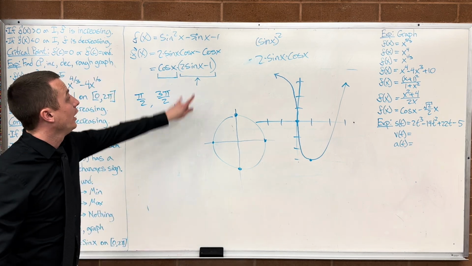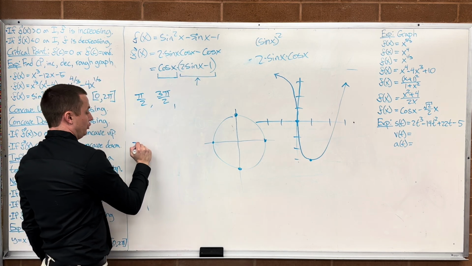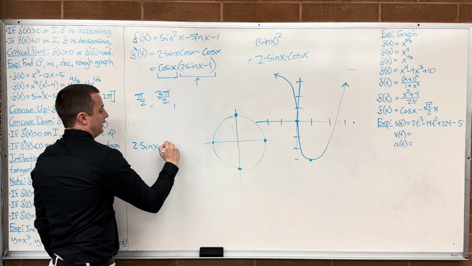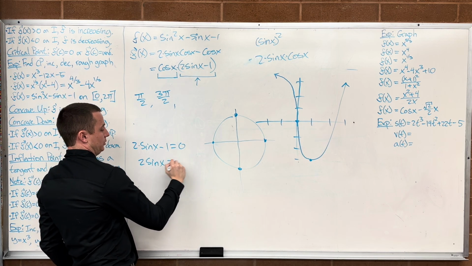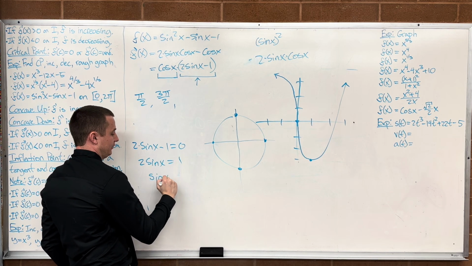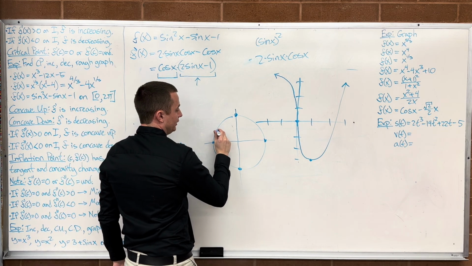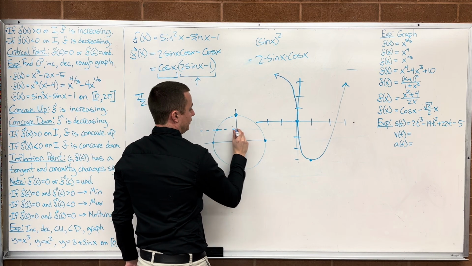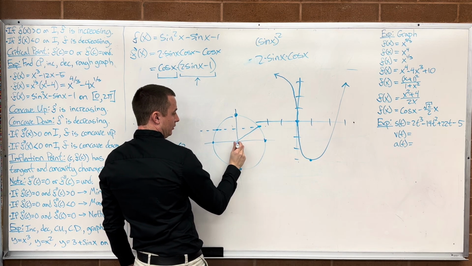Now we also need to know where this thing is equal to 0. So I want to know where 2 times sine of x minus 1 equals 0. Or in other words, where 2 sine of x is equal to 1. Or in other words, where sine of x is equal to 1/2. So where is the height 1/2? What angles give me a height of 1/2? So 1/2 will be roughly right there. So what angle gives me that height and what angle gives me that height?